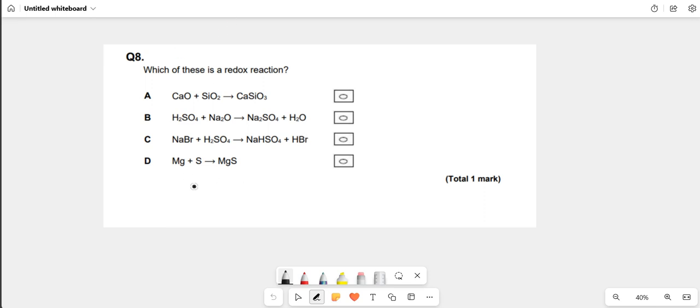So obviously, to me, it's straight away obvious. It should be to you as well. It's obviously D. D has elements that are at 0. Then when they make a compound, Mg is going to be +2, and therefore sulfur is going to be -2. So magnesium went from 0 to +2, and sulfur went from 0 to -2. So it's definitely that one. Magnesium got oxidized, sulfur got reduced, which is normal.